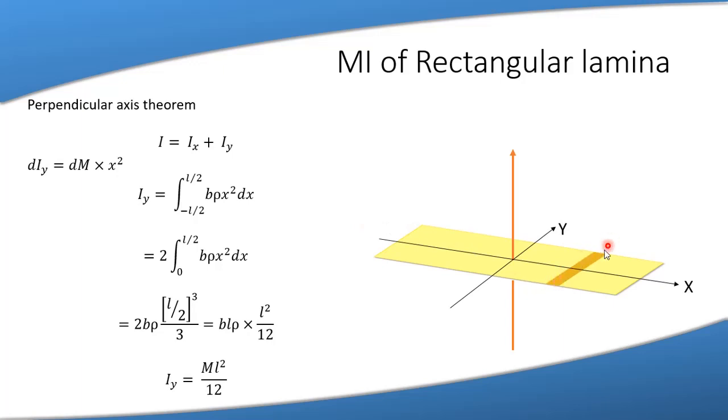Now, the moment of inertia of this small strip about the axis y will be the mass into the distance squared. We know that moment of inertia is calculated as mass times distance squared. Here x is the distance of this strip from the y-axis. Therefore, it is the small mass dm into x squared. And that is the small moment of inertia, the moment of inertia of only this strip, about this axis.